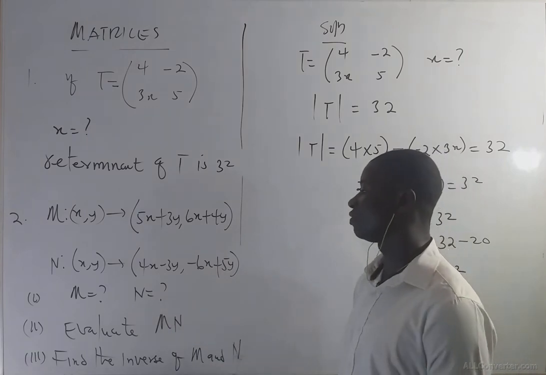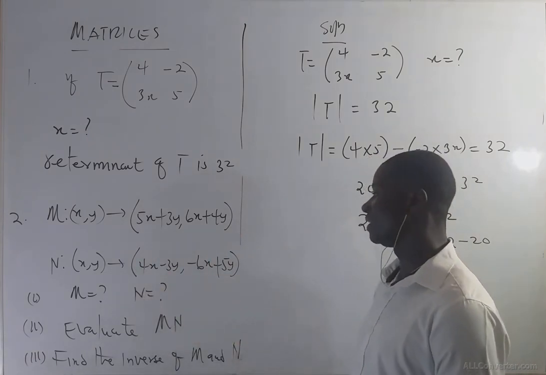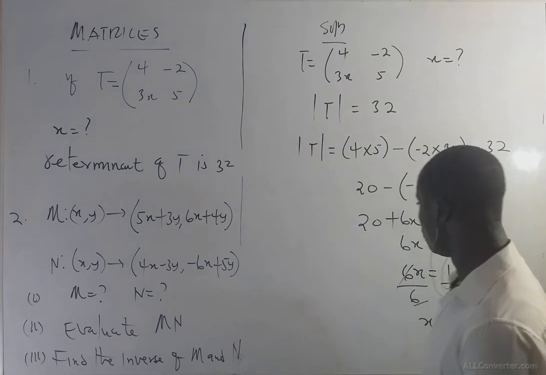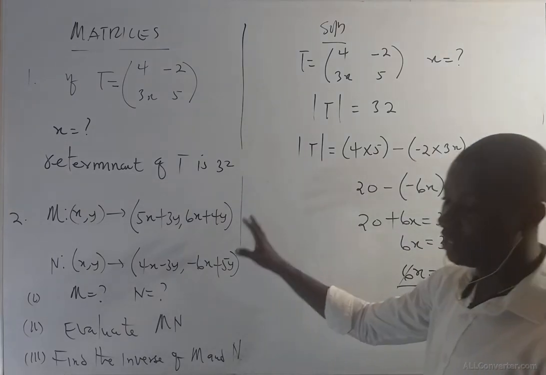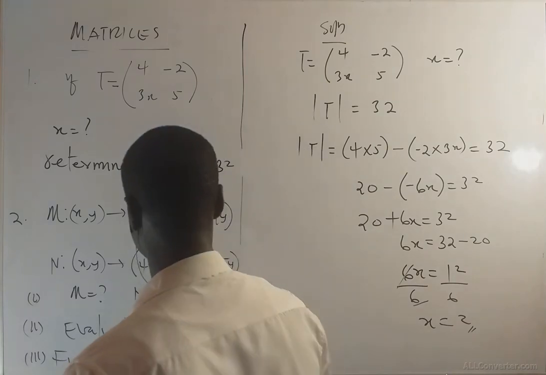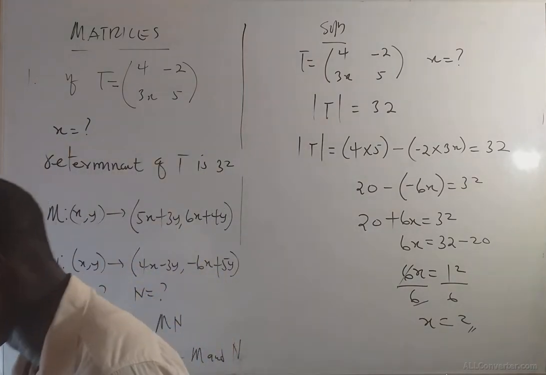You find the inverse of M, and when you are done, you find the inverse of N. And I guess you know how to solve for that. So I will give you answers to question 2.